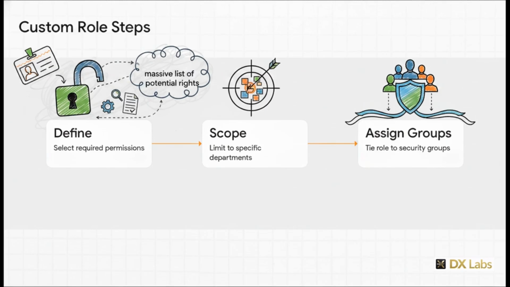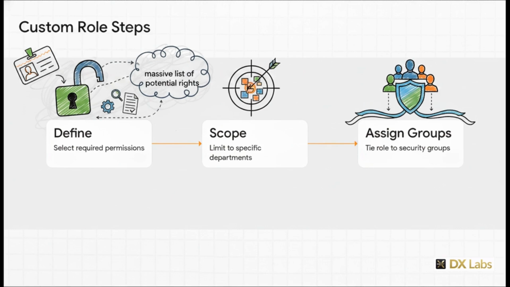To build that digital visitor badge in Microsoft Entra ID, you follow 3 exact technical steps. First, you define permissions. You look at this massive list of potential rights, like reading directory data or managing devices, and select only what is absolutely required.